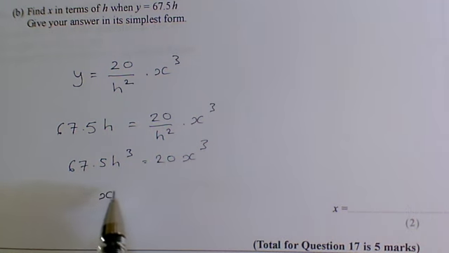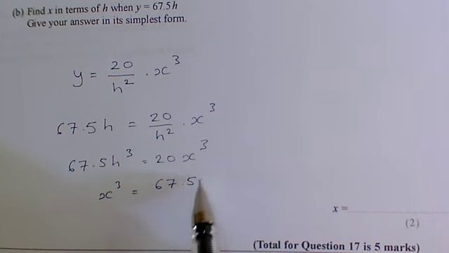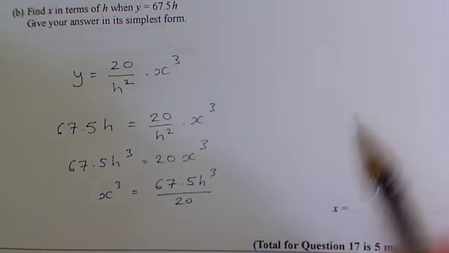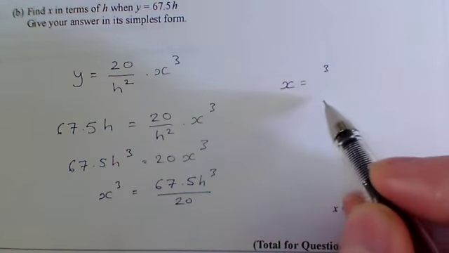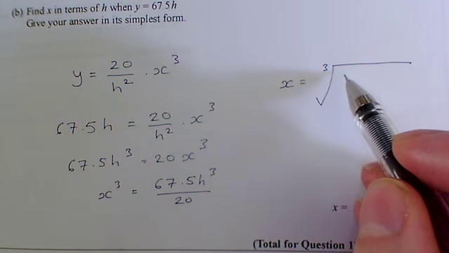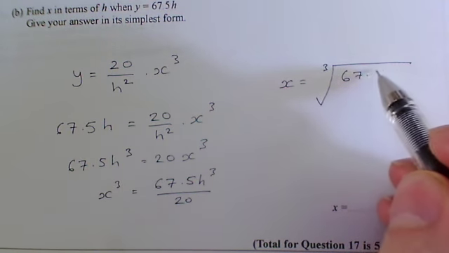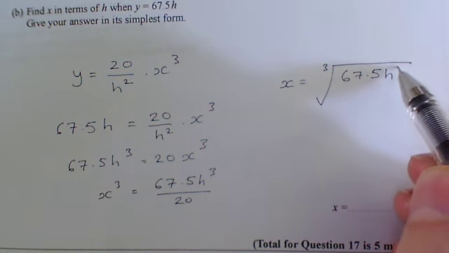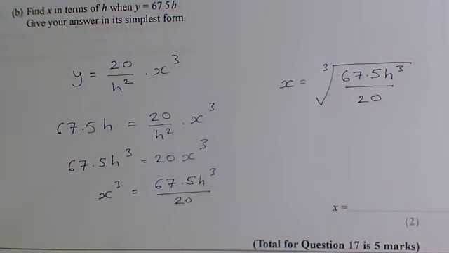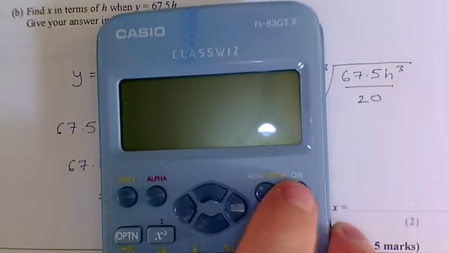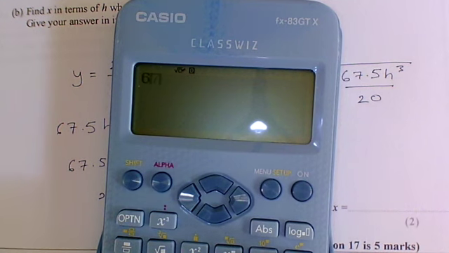So x cubed is equal to 67.5h cubed over 20. If now I cube root both sides, I could get an answer for x. But be wary, I know this is not that many marks, but you need to make sure that this is the simplest version. I've seen this cube, so I'm a little bit suspicious. I'm going to check out what is 67.5 over 20. Is that a nice fraction? So I'm just going to check that.